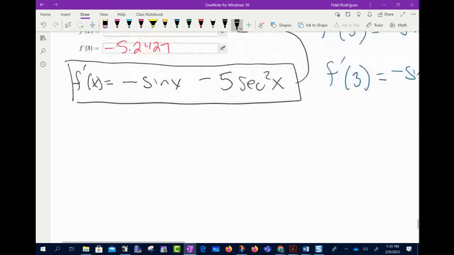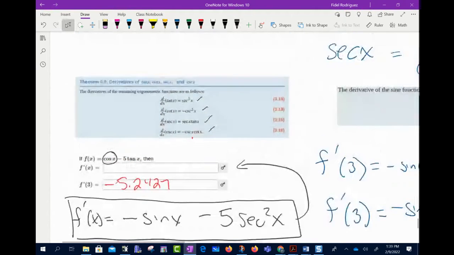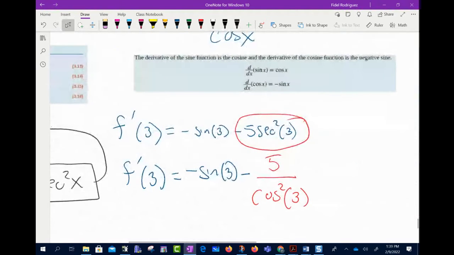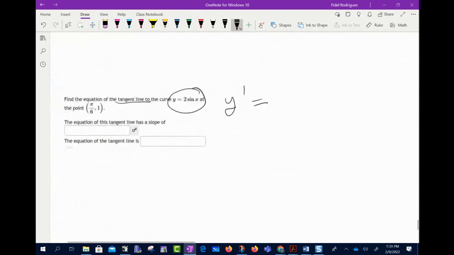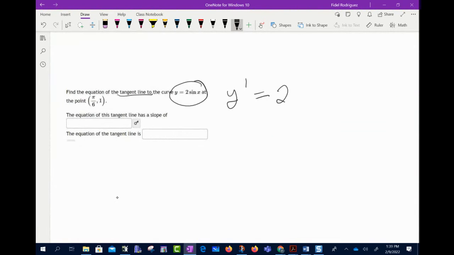Let me scroll back up here just so you can see it. What did we say the derivative of a sine function was? Cosine, right? So the derivative of sine gives me cosine. So wouldn't this be 2 cosine of x? Because I got that 2 in front, right? I can't forget about it. It's still there.